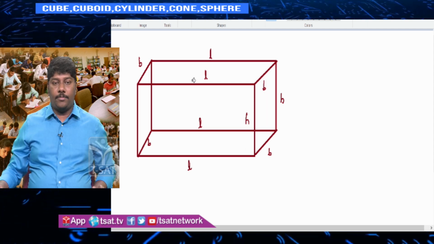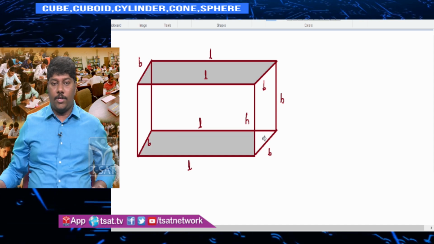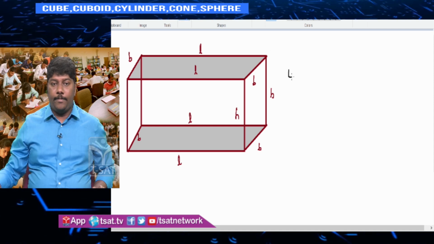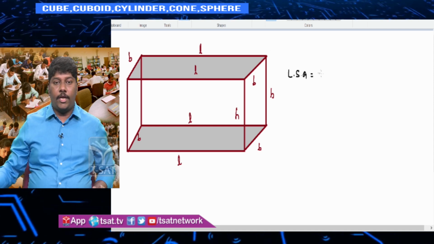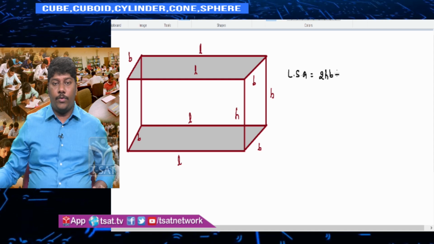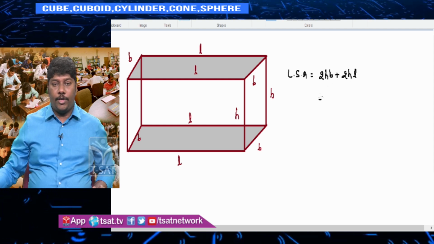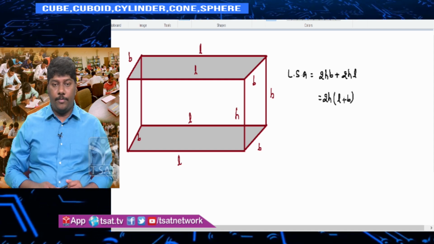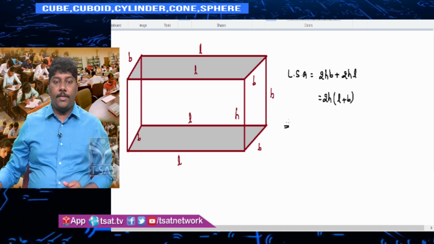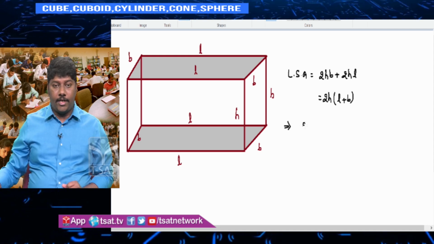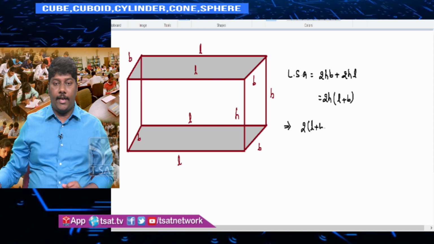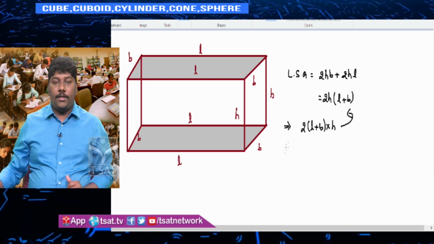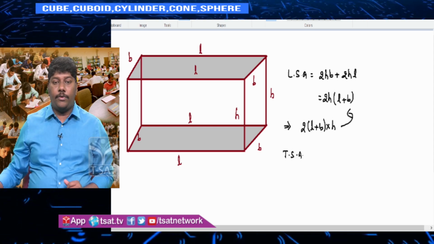So, there are 2 HLs and 2 HBs. And what is the top and bottom? The top one is LB and the bottom one is also LB. So, if you look at the lateral surface area, there are 2 HBs, there are 2 HLs. If you take 2H common, it is L plus B. Or else you can call it a rectangular prism. What is a prism? For a prism, what is the lateral surface area? Base perimeter, that is 2 into L plus B, the rectangle, into height. It is the same.